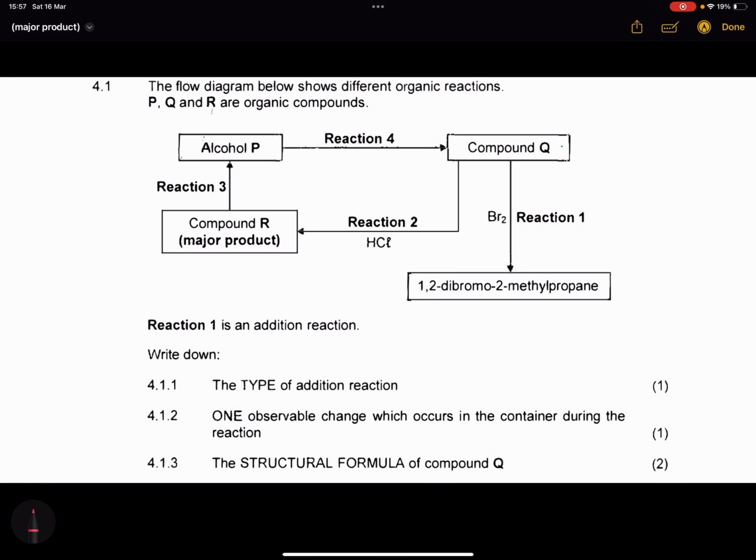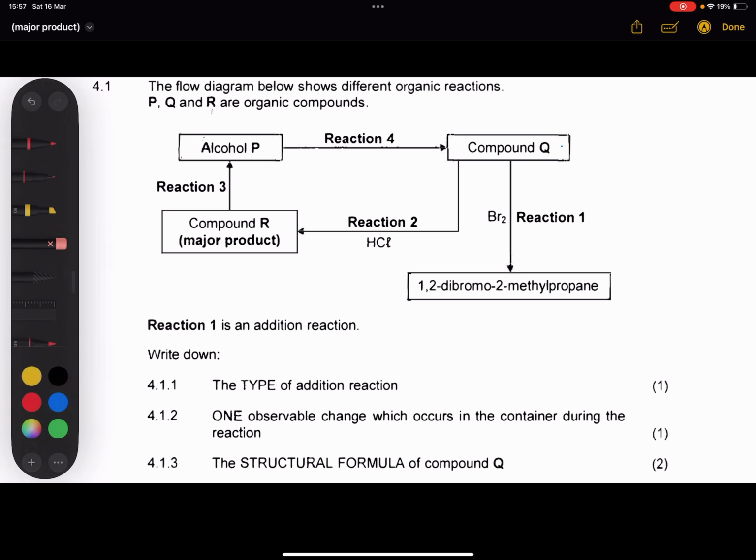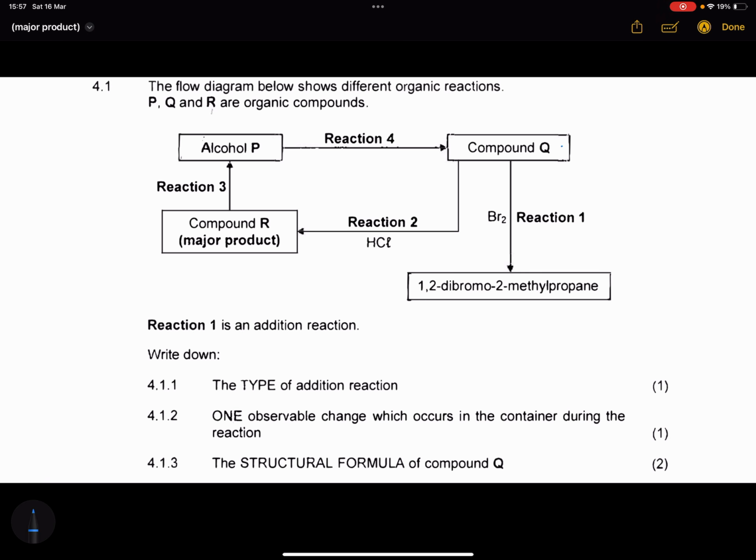If it was an alkane, what would have happened? Only one of the bromine atoms would have actually substituted one of the hydrogens. Okay, so definitely we know in this case that we have an alkene for compound Q. Now, they say name the type of addition reaction. Now, we added bromine there, so this would be halogenation, right? But if you want to, you can say this is bromination, okay? So we are adding bromine there.